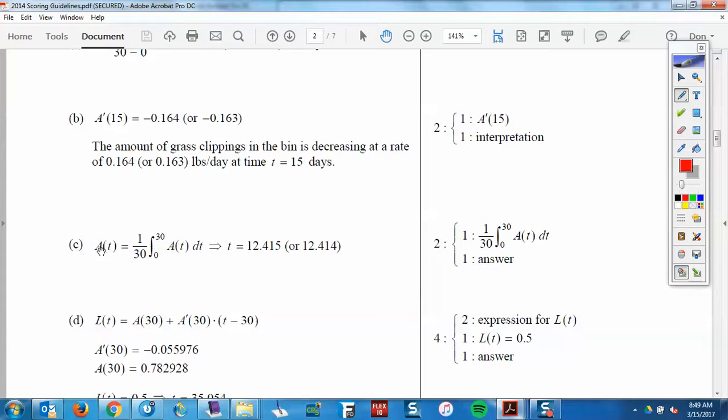And then you go ahead and set that equal and solve. Make sure you have that as well. You need to have A of t equals whatever that number was. And then you get this. And notice 413 would not have been good enough. 413 would not have been accurate to 3 decimal places, so you'd have lost that answer.